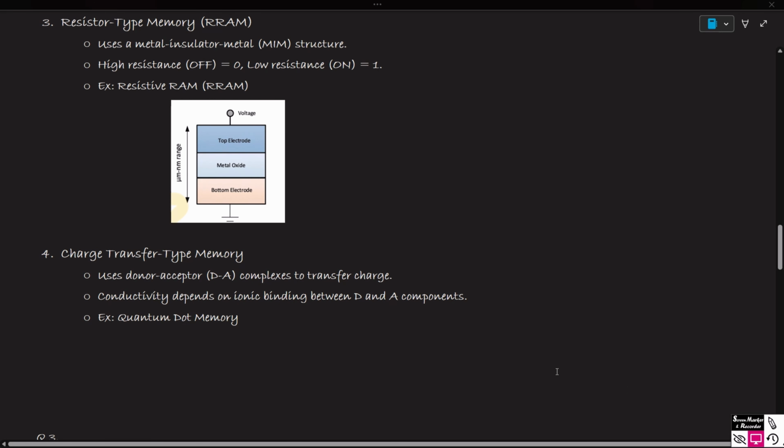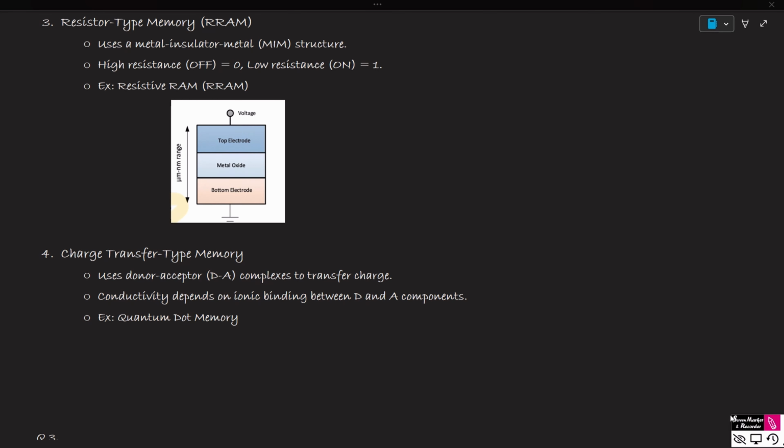charge transfer type memory. Here, donor and acceptor play the main part. We are using donor and acceptor complexes for charge transfer. Conductivity depends on the ionic bonding between the D and A components. D means donor, A means acceptor. The example here is quantum dot memory, as we have discussed in the first module.